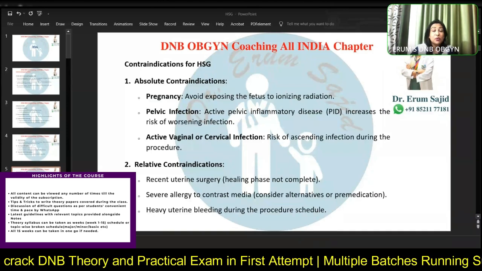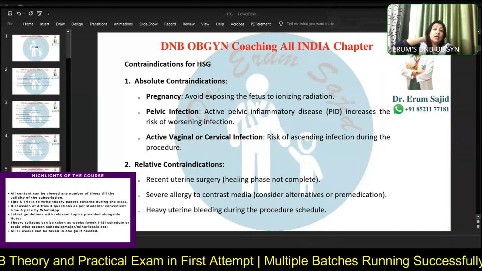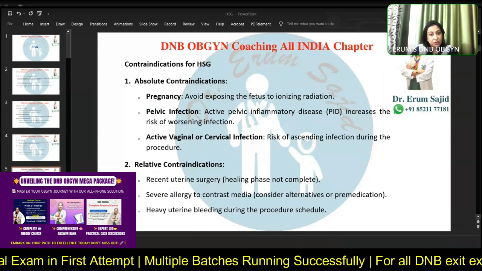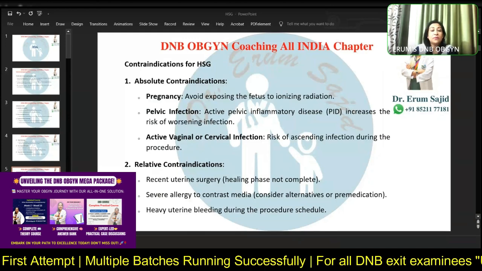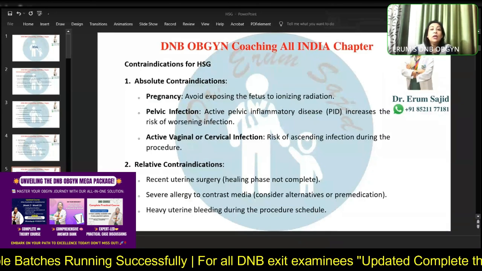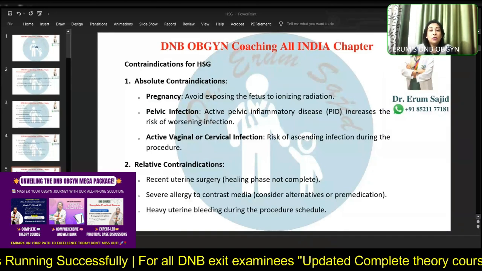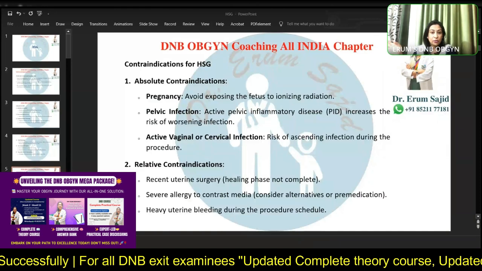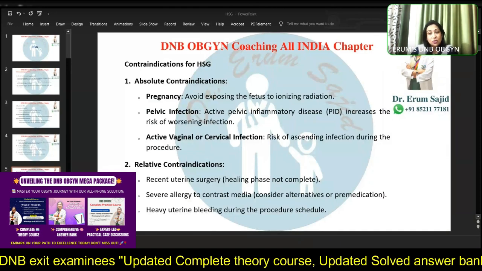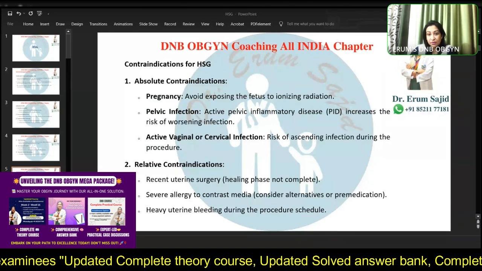Dates of periods. You don't want the menstrual cycle to interfere between you and your procedure, and you don't want any retrograde menstrual fluid to be pushed back into the tubes, otherwise it will cause endometriosis, right? So the idea is to ask her to come after the periods have got over.